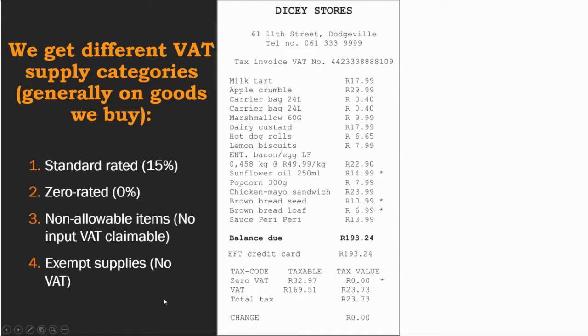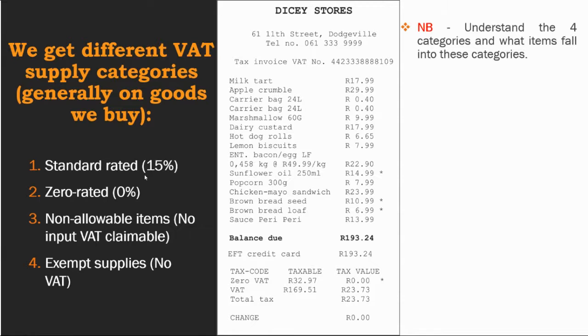Exempt supplies, on the other hand, is something that does not have any VAT on it. Okay, for example, would be your interest that you received or you paid, life assurance, it would be rental accommodation for your private residence. If it is for holiday accommodation, it would fall under your standard rated.